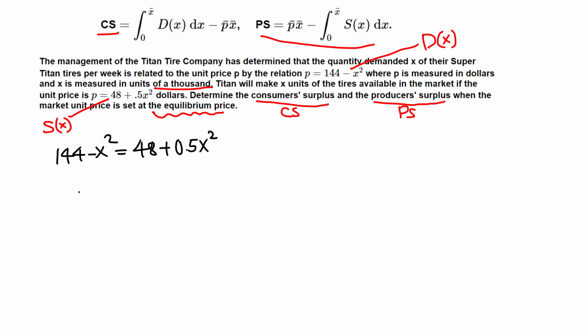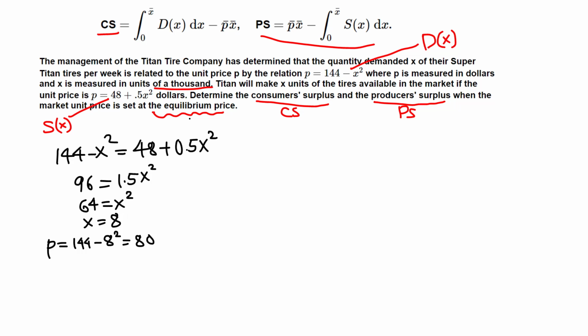144 minus 48 gives 96 equals 1 x squared plus 0.5 x squared, which is 1.5 x squared. Divide by 1.5, then take the square root. x equals plus or minus 8, but x is the number of items, so it's always positive 8. So we got the equilibrium quantity. Now to find the price, we can plug in anywhere, in the demand function or the supply function. Let's plug in here. So P is 144 minus x squared, which is 144 minus 64, which is just 80.